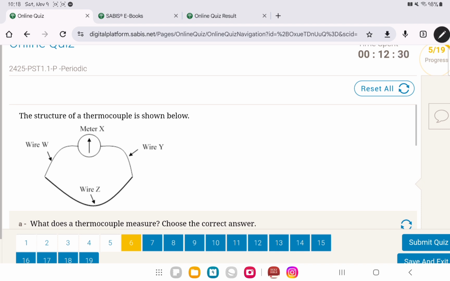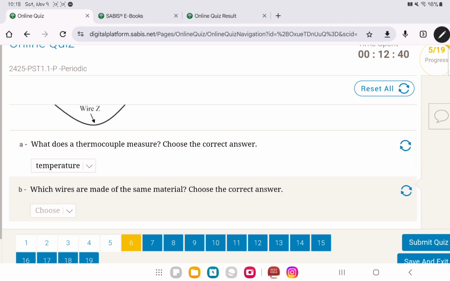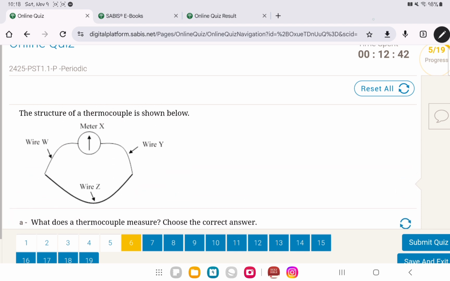Now, a thermocouple is a device by itself, and it is made of many devices. The thermocouple as a device by itself measures the change in temperature or the temperature, okay? Now, the wires, let's discuss the wires. In the thermocouple, the 2 wires that come out from the meter, so this wire over here and this wire over here, they are made of the same material. So W and Y equal same material.